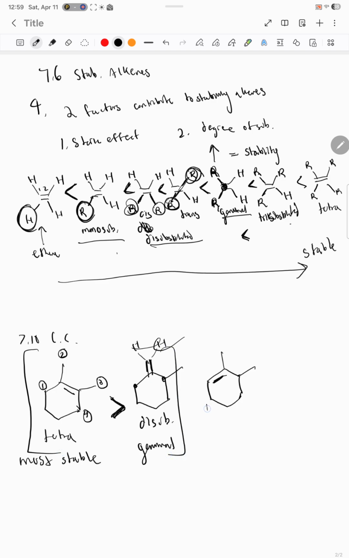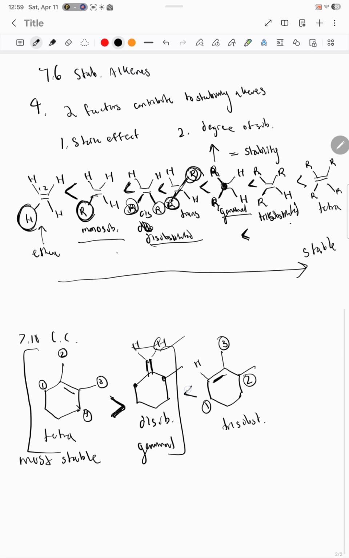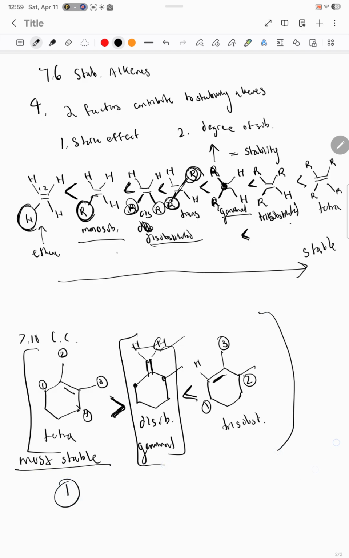Now let's look at this. How many R's are there? 1, 2, 3, and 4. Sorry, there's not 4. There's actually just 3, because there's 1, 2, and 3. This is just hydrogen. It's trisubstituted. Now going up the ladder, we learned trisubstituted should be more stable than disubstituted. So in terms of stability, tetra is most stable, then trisubstituted second most, and disubstituted is the least stable.